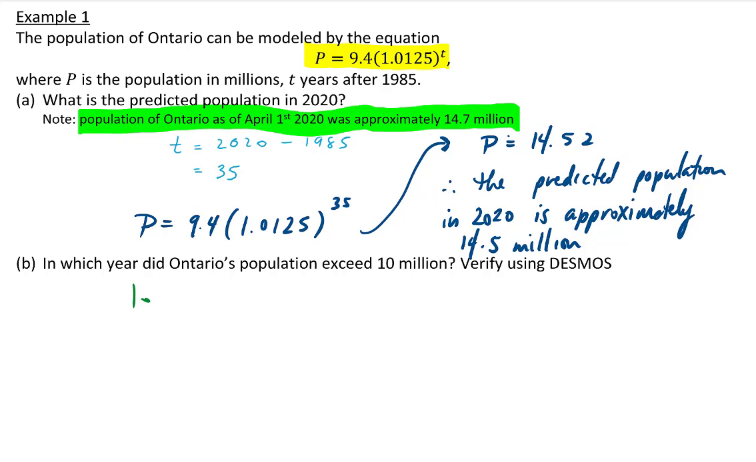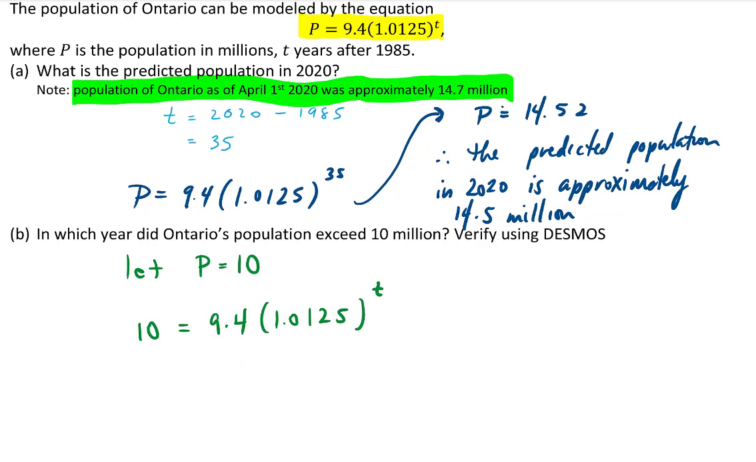In this case, we're given the population, so we're going to let p equal 10 million. So remember, population is in millions, so we're going to let p equal 10. And we need to solve this exponential equation: 10 equals 9.4 times 1.0125 to the exponent t. So for this example, we're trying to solve for the variable t.